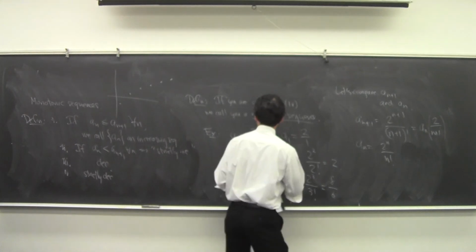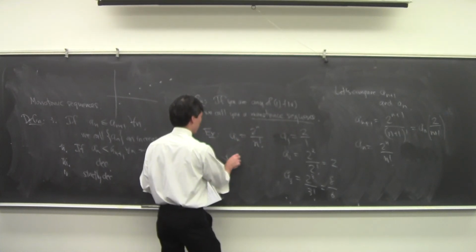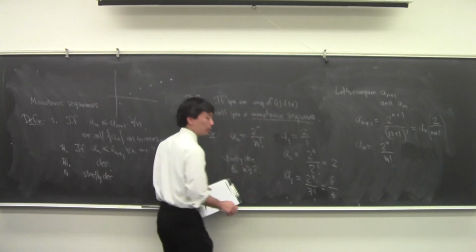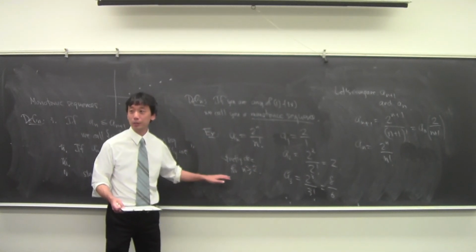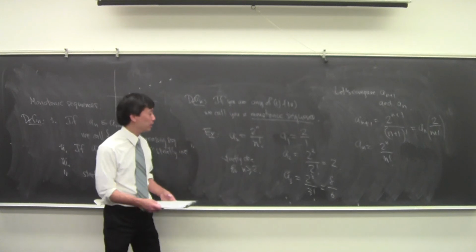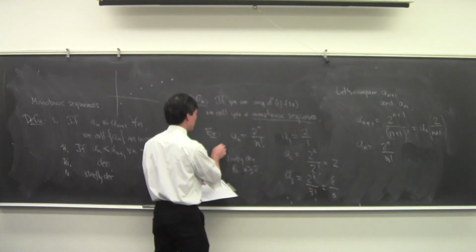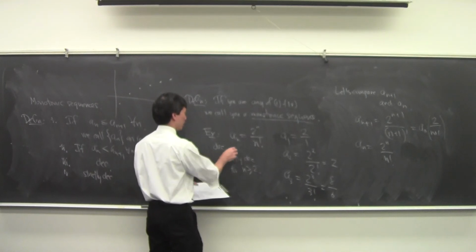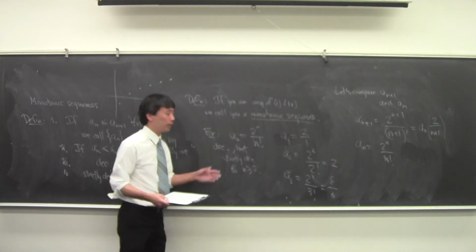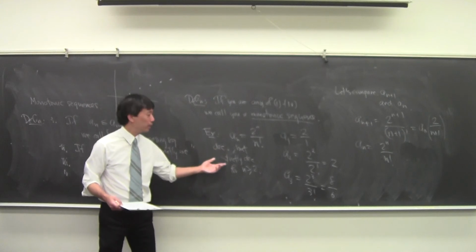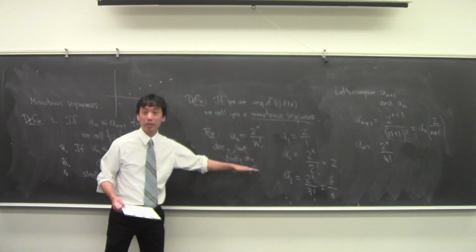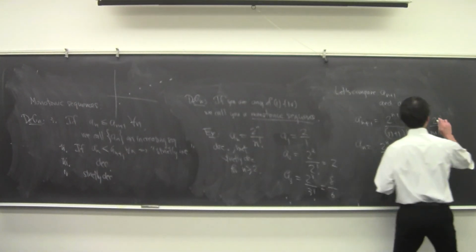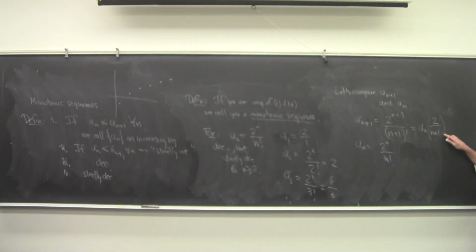So this is actually strictly decreasing for n greater than or equal to 2. If I start at 2 and go onwards, then it's strictly decreasing. But if I'm just looking at the whole sequence, it's just decreasing. This is a decreasing sequence, but past a certain point, it's strictly decreasing, because I'll always be multiplying by something smaller than 1.